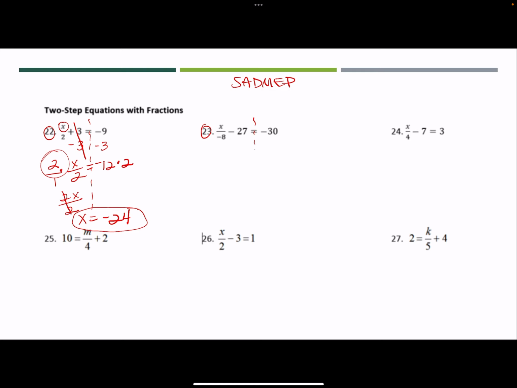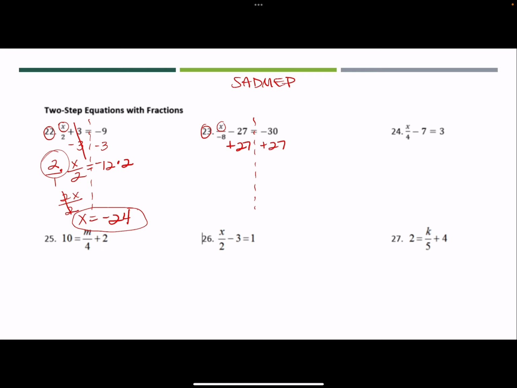So here's my equal sign, right? So I find what I'm trying to solve for. Here's the x. That's what I'm trying to get by itself. What am I doing with that x? I have x divided by negative 8, and then I'm subtracting 27. So if I want to use inverse operations, I'm going to get rid of subtracting 27. So I'm going to add 27 to both sides.